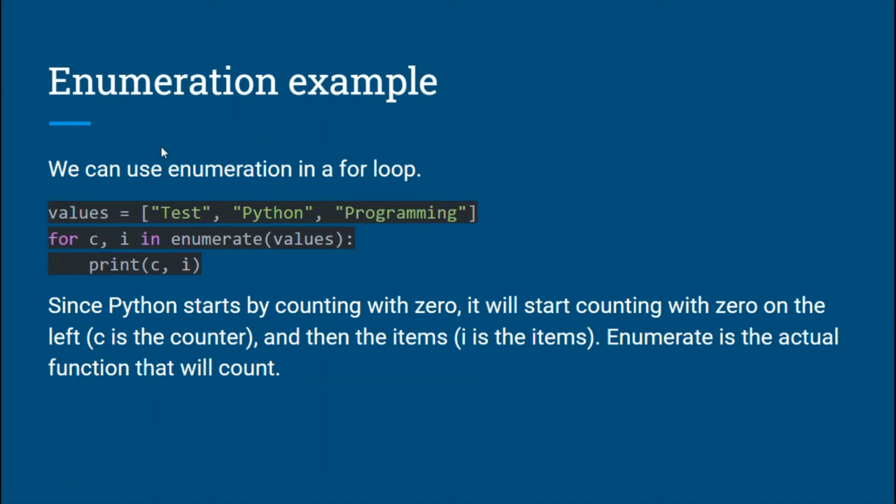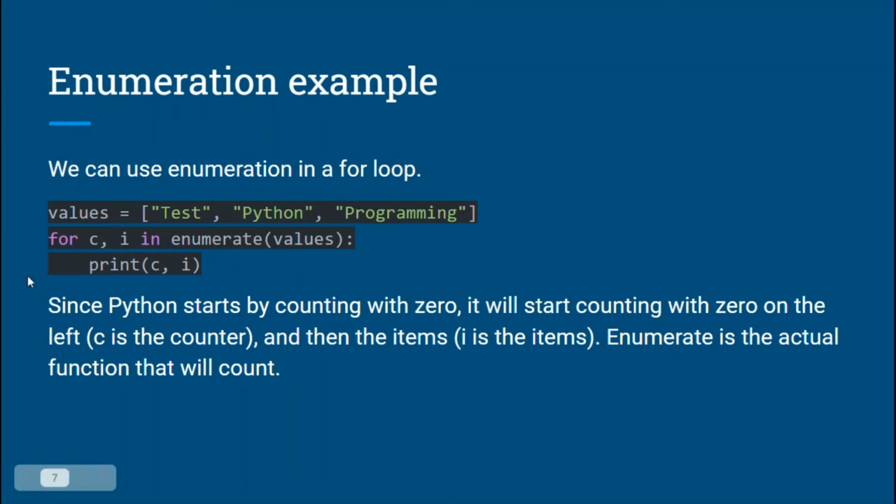So we can use enumeration in a for loop. First, I created a list called values and I added a few values to that list. Since Python starts by counting with 0, like we learned before, it will start counting with 0 on the left. C is the counter, and then the items. I is the items. Enumerate is the actual function that will count, as we can see over here.